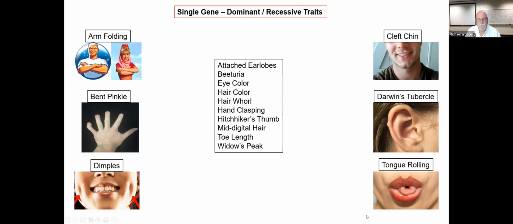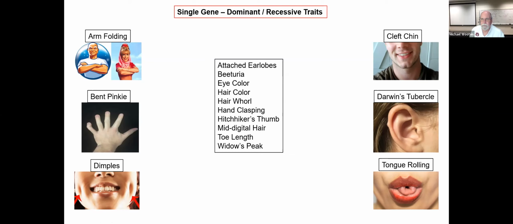Okay. Tongue rolling, I always like that one because when I teach general genetics, I can stick my tongue out at students all the time, and I can get away with it. The idea is you can roll your tongue or not, and the question is whether that's a dominant or recessive trait. And there's lots of others. But these are all good, right? They're used over and over again to introduce this concept of dominant and recessive.